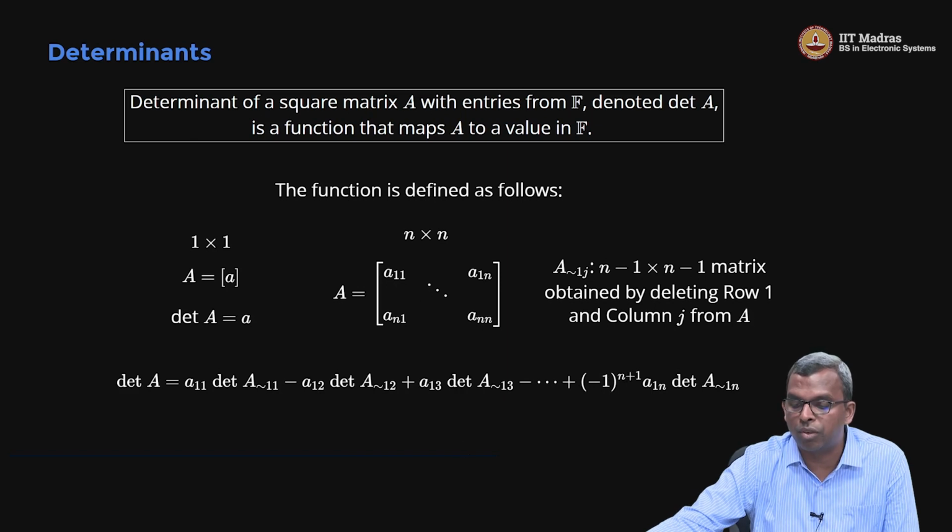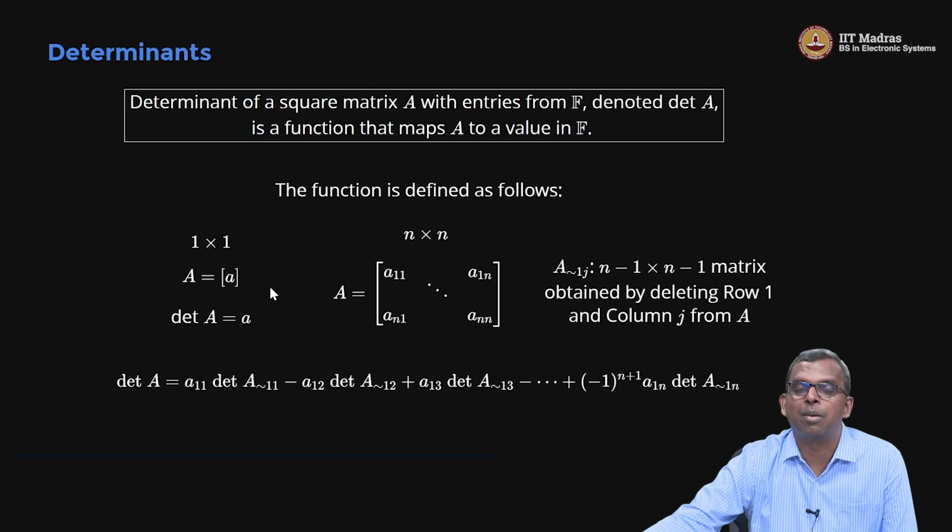A simple recursive definition, right? How will I find the determinant of these? That goes to n minus 1 by n minus 1, and then you go to n minus 2 by n minus 2, all the way till 1. When you get to 1, you just use the same value. So it's a recursive definition.